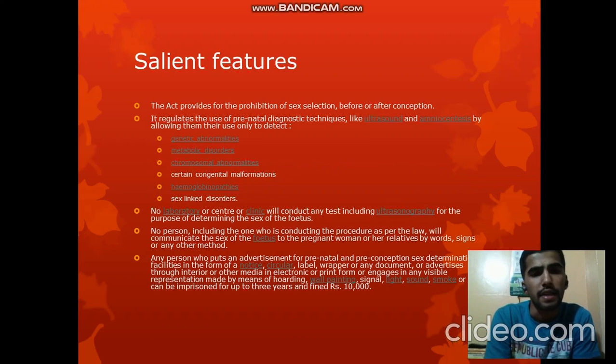Salient features of this act. This act also provides for the prohibition of sex selection before and or after conception. It regulates the use of prenatal diagnostic tests like ultrasound and amniocentesis by allowing their use only to detect genetic abnormalities, metabolic disorders, chromosomal abnormalities, certain congenital malformations, hemoglobinopathies, sex-linked disorders.